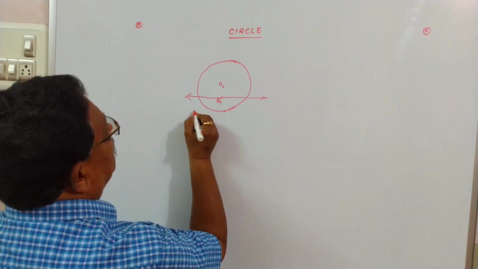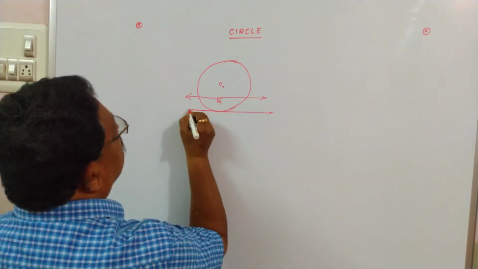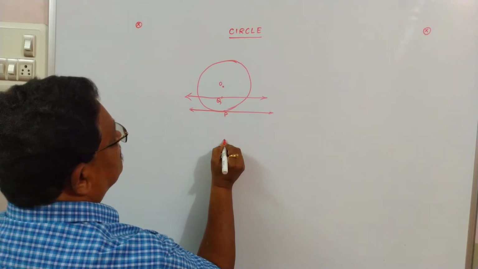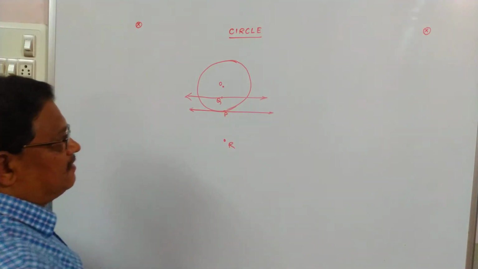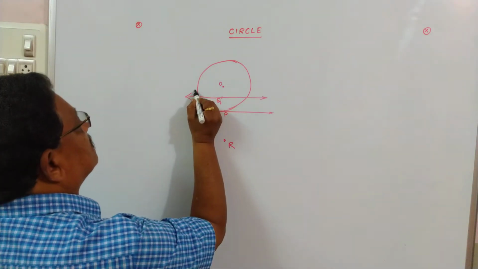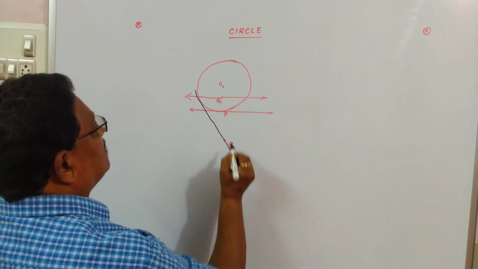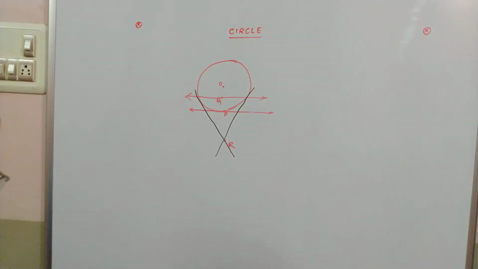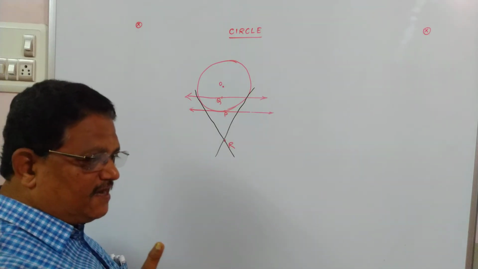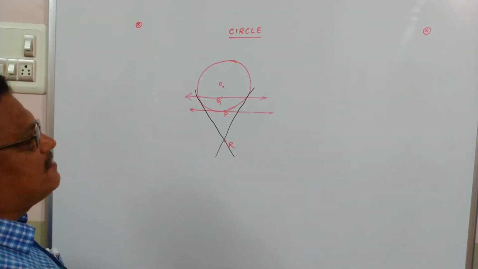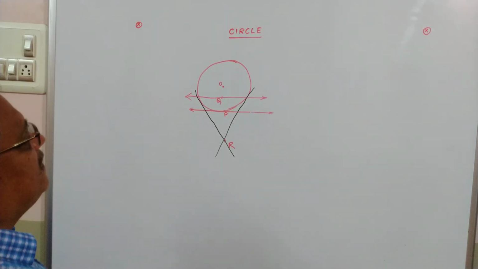If a point lies on the circle, only one tangent can be drawn. If a point lies outside the circle, then two tangents can be drawn to the circle. I can draw two tangents to the circle. To summarize: outside the circle, two tangents; on the circle, only one tangent; inside the circle, no tangent.